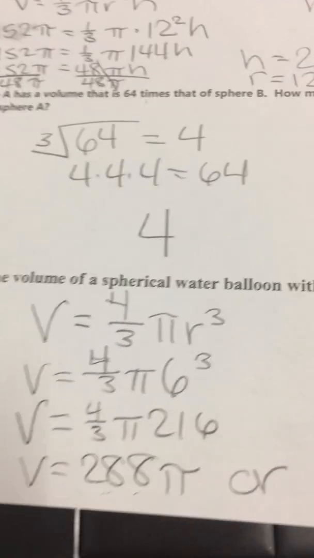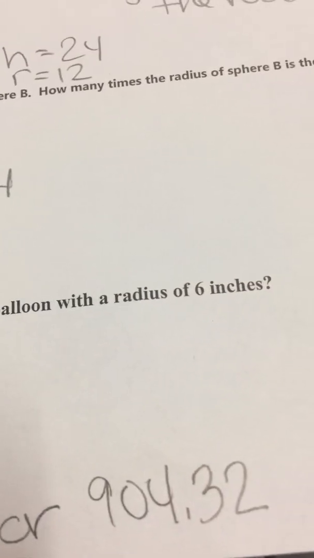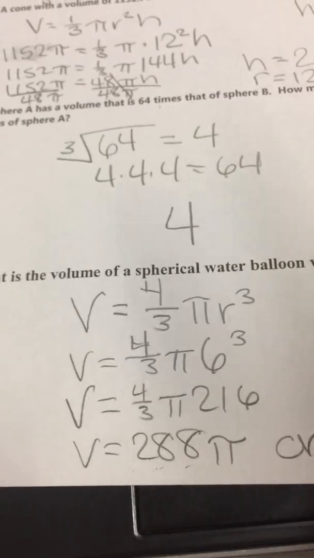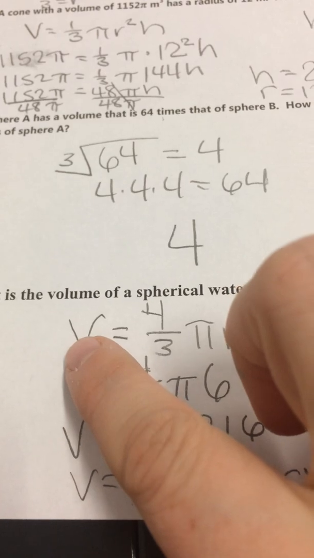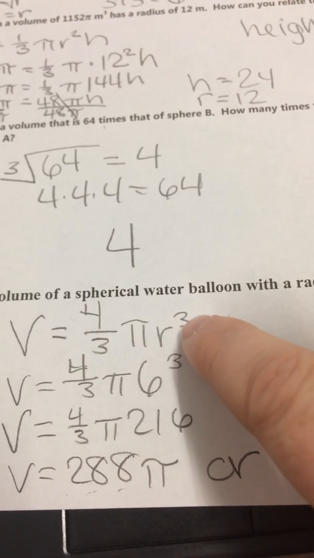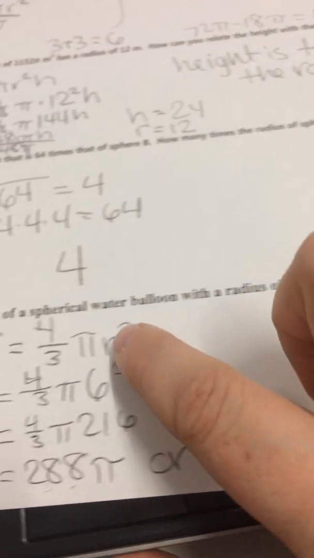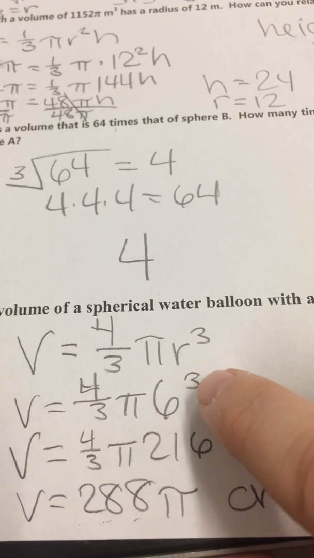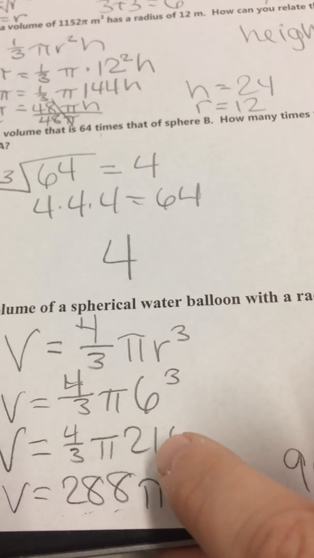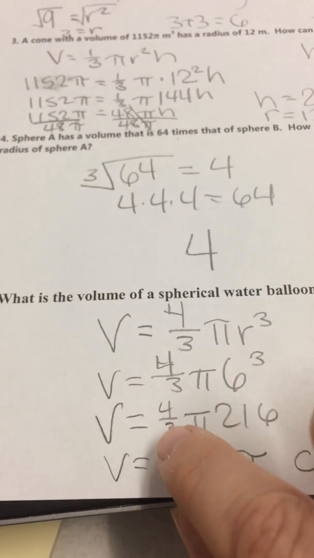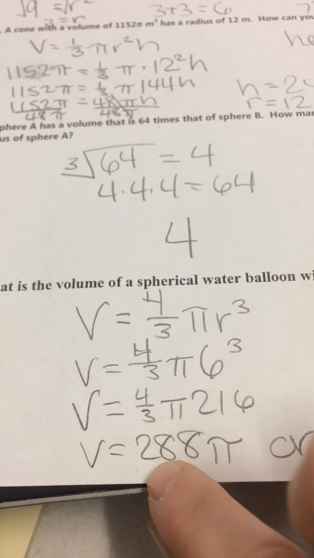Now let's try the next question. Number 5. What is the volume of a spherical water balloon with the radius of 6 inches? Well, this one is not as tricky as some of the other ones. There's really only the one step. You want to find the volume, and they gave you the radius. So 4/3 times pi r to the third. They tell you that the radius is 6, so that's what you're going to plug in. 4/3 pi, 6 cubed. 6 times 6 times 6, 216. And then you would take 216 times 4, divide by 3, and you'll be left with 288 pi.